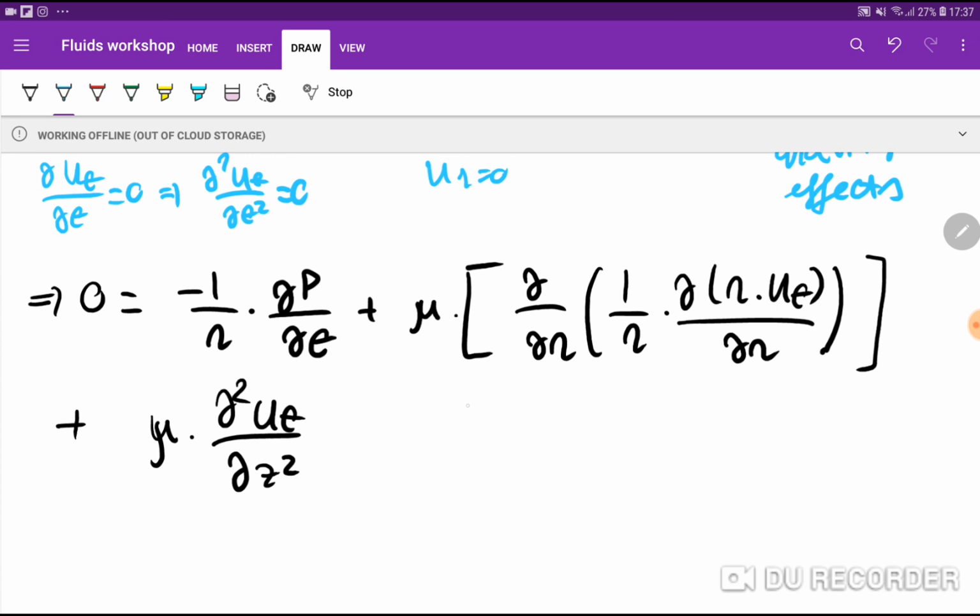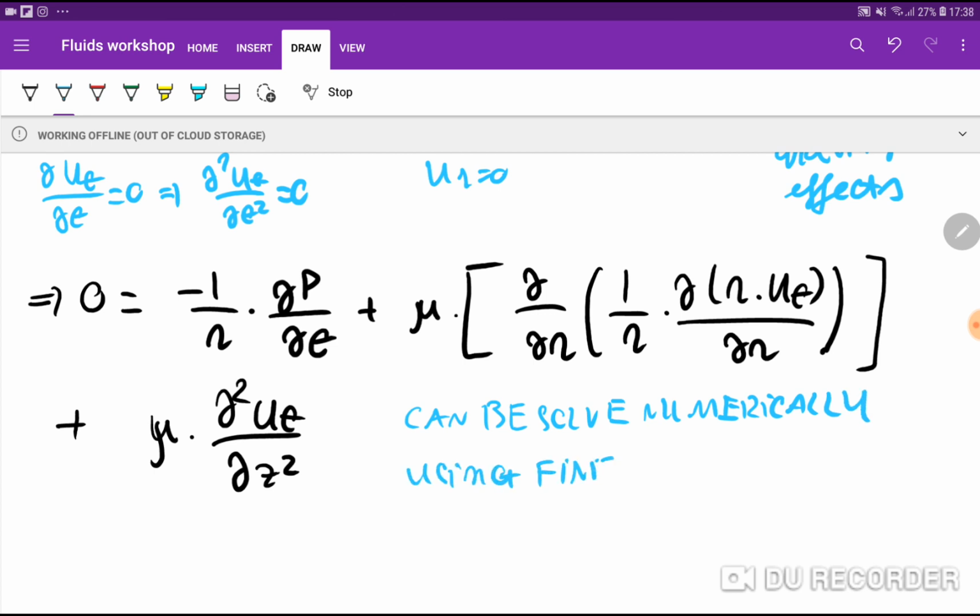So this can be solved numerically using the finite element method. This is the topic that the professor is really interested in. If you can have a discussion with him, please feel free to do so.